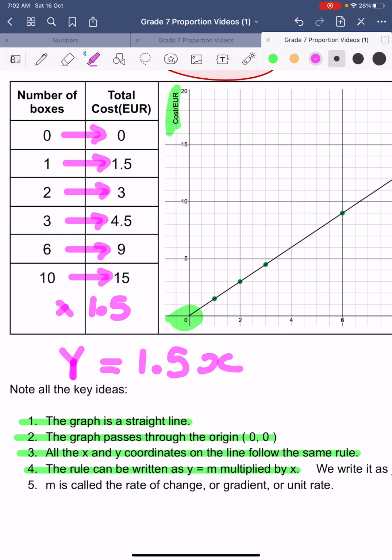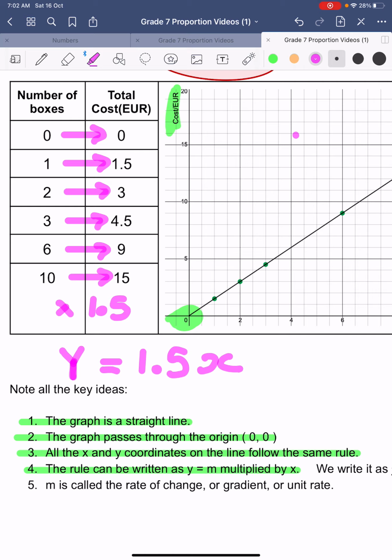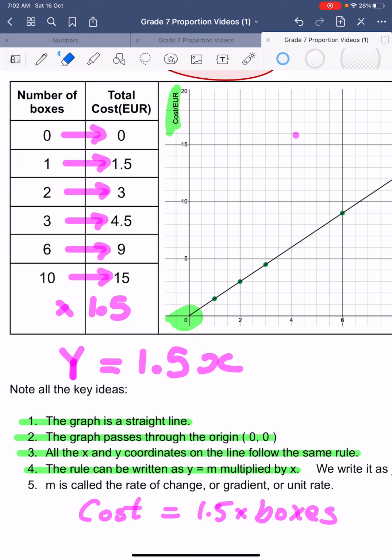You could, if you wanted to, write that with the actual variables: cost equals 1.5 times boxes. That would be great. And then the final part here to get your head round is that the m, that 1.5, is called the rate of change, or the gradient, or the unit rate.